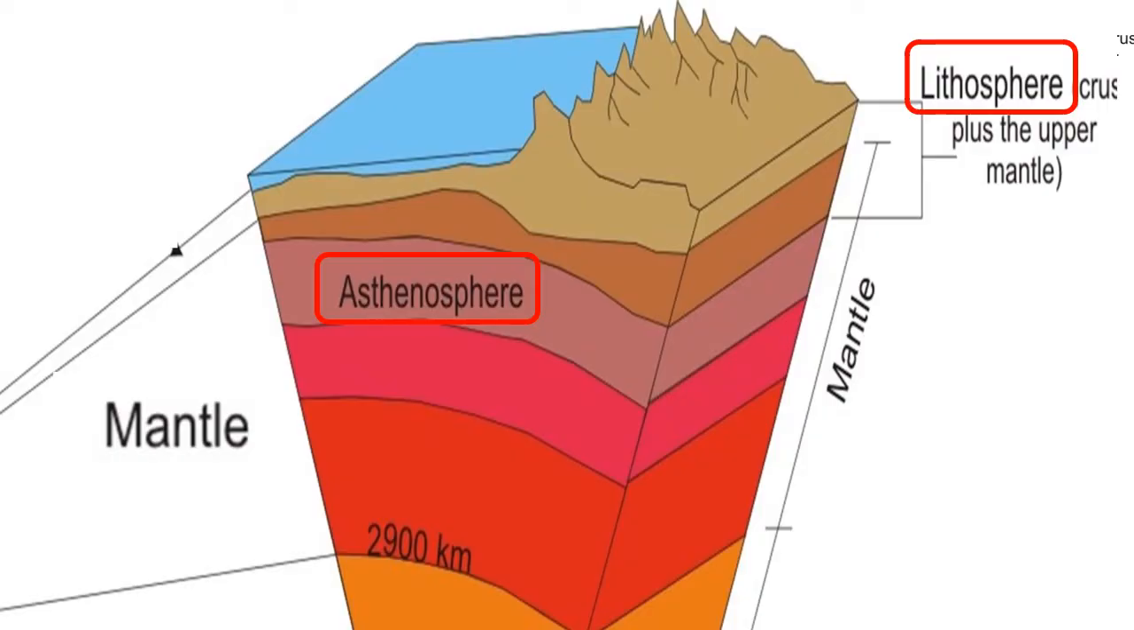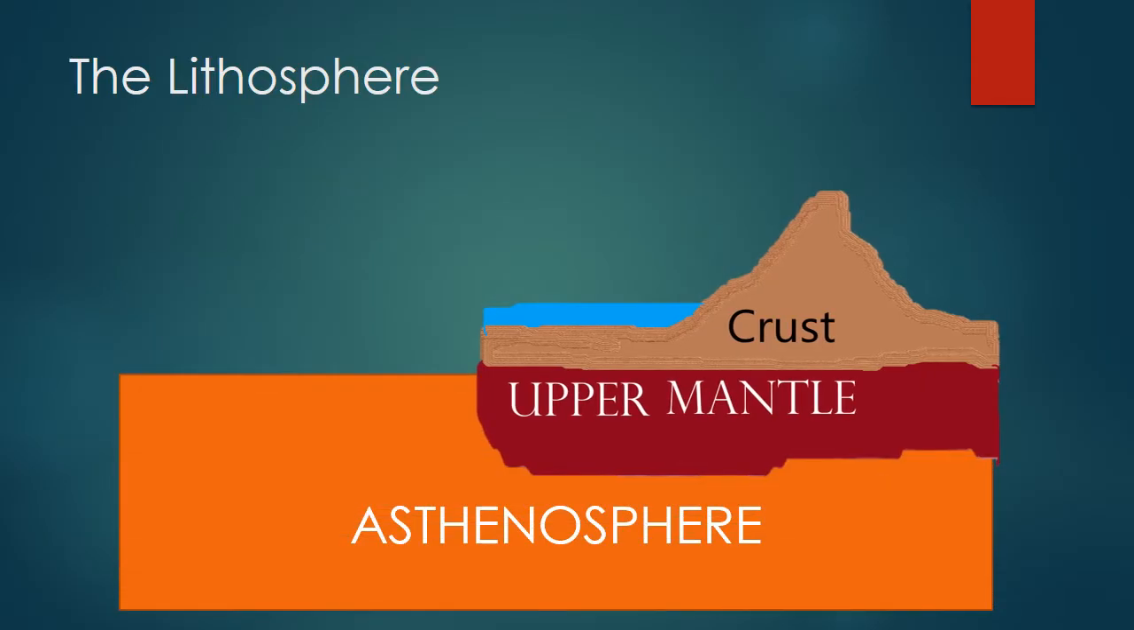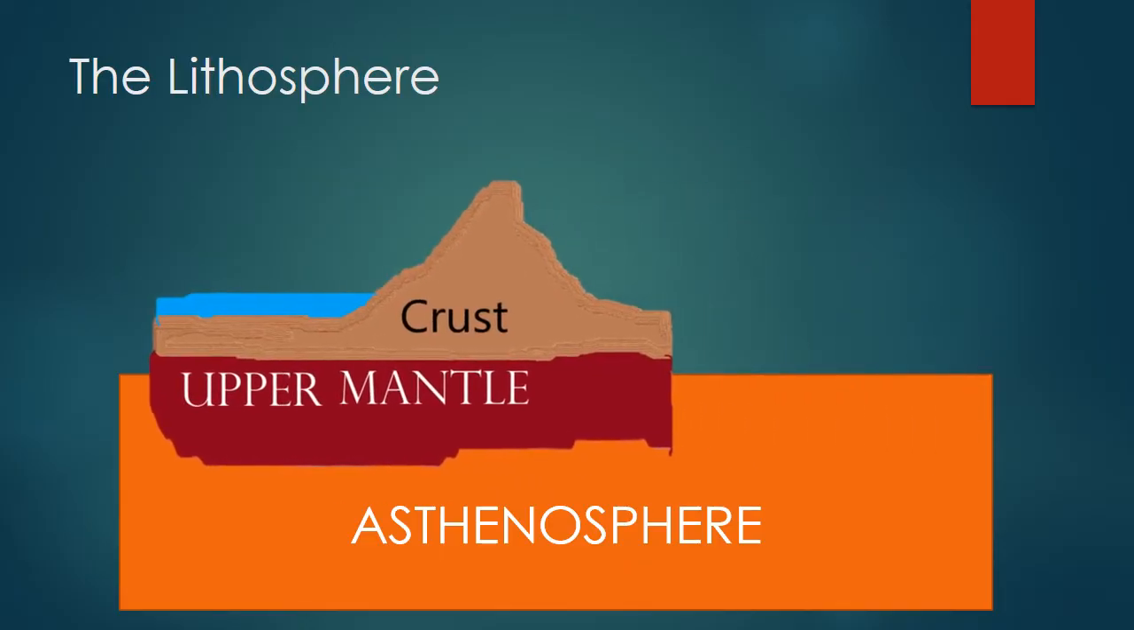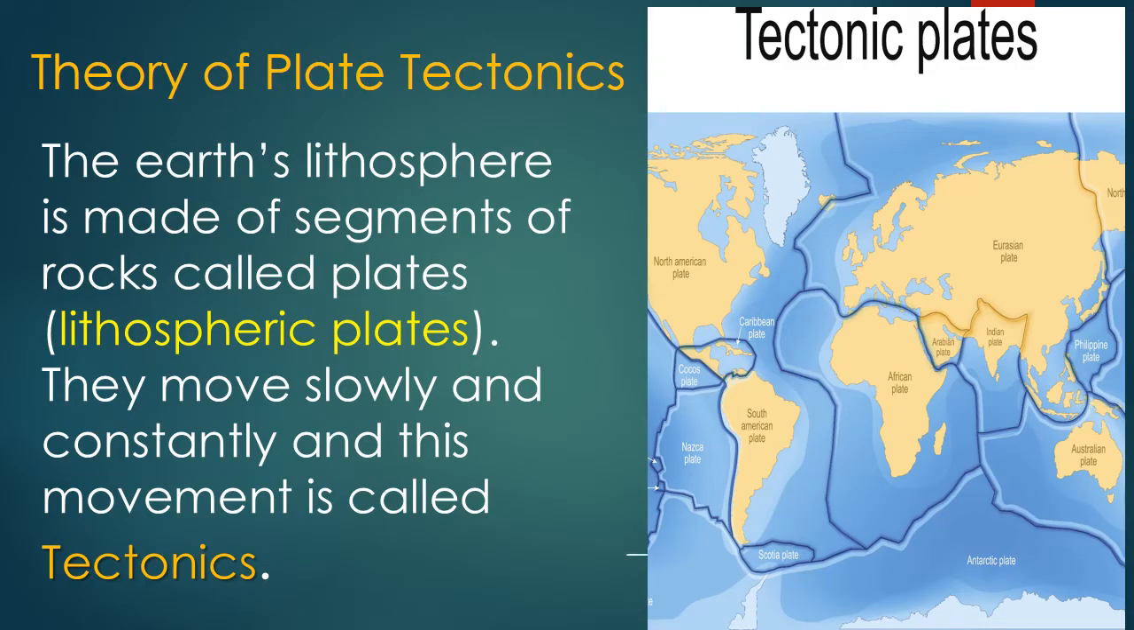Lithosphere floats above the asthenosphere. Asthenosphere is said to be a gooey or bubblegum-like layer of the mantle. So remember that the lithosphere is composed of the crust and the upper mantle, which floats above the asthenosphere. And these are all concepts of the theory called plate tectonics. The theory of plate tectonics suggests that the Earth's lithosphere is made of segments of rocks called plates, or the lithospheric plates.